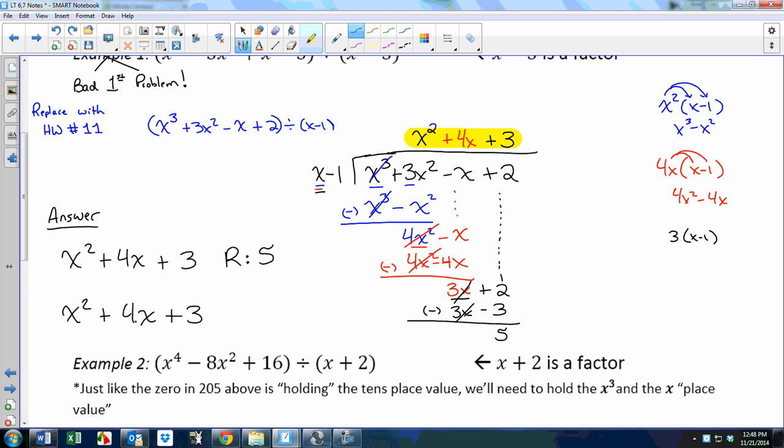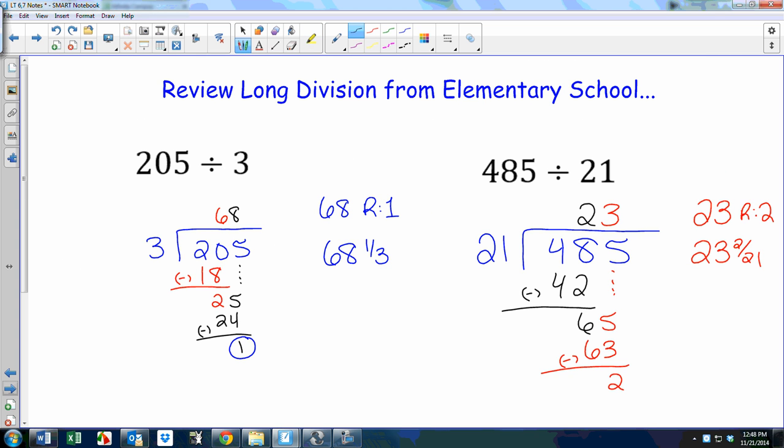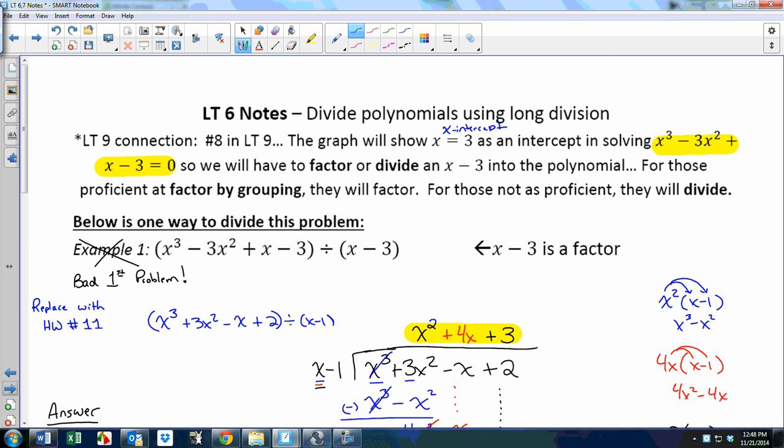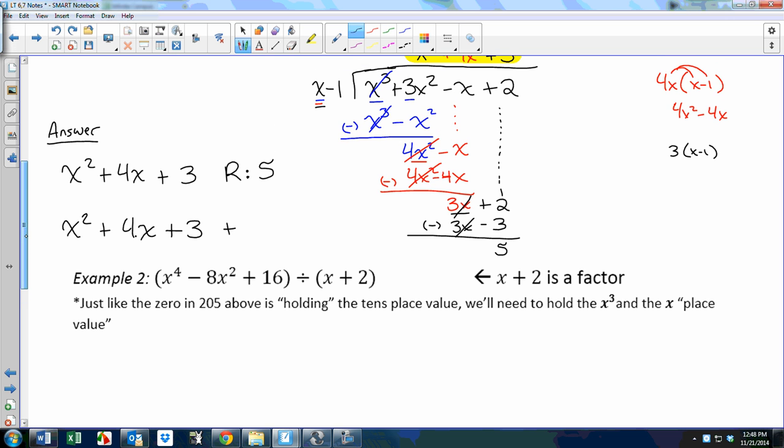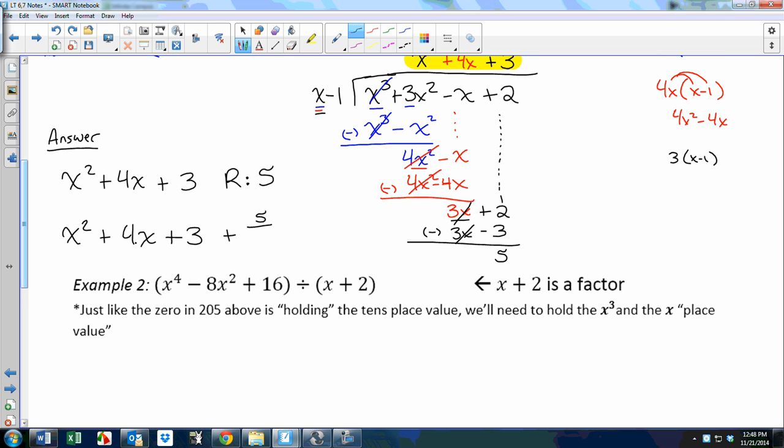If your remainder is 5, I'll remind you, what did you do with the remainder 1 when you were dividing by 3? You made it a fraction, 1/3. That is 68 plus 1/3. You just write it as 68 1/3, but it's plus. So your other option would be to write x squared plus 4x plus 3, plus your remainder 5 divided by what you divided by, x minus 1.